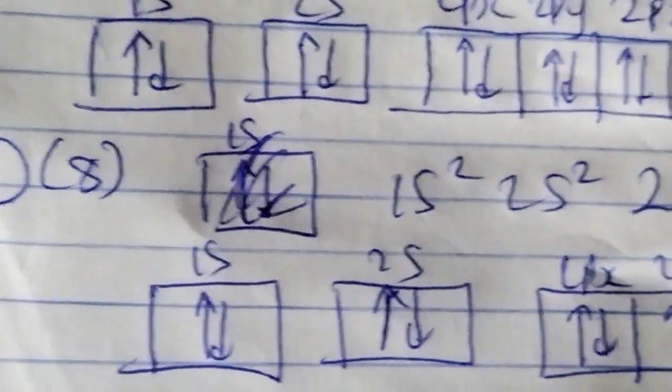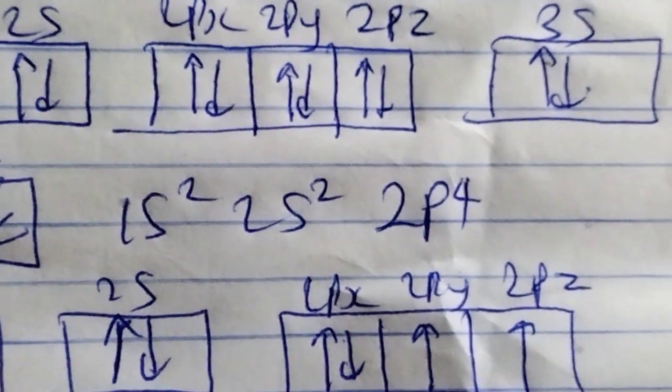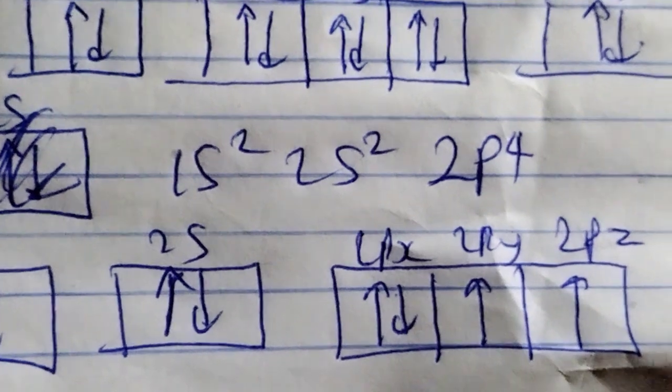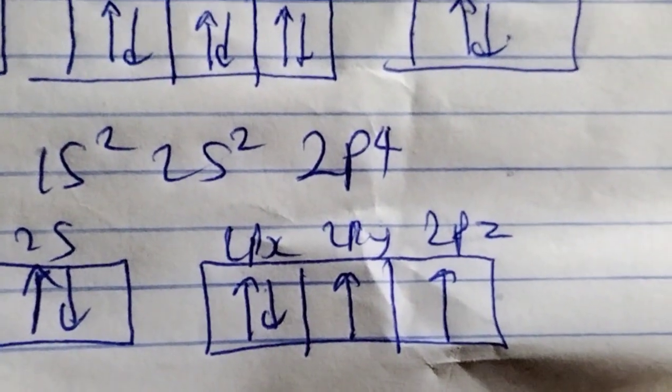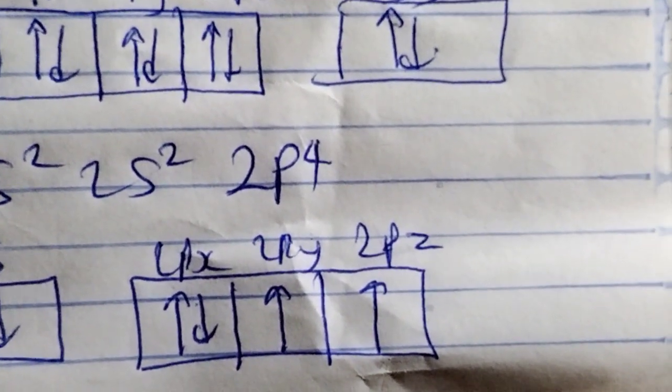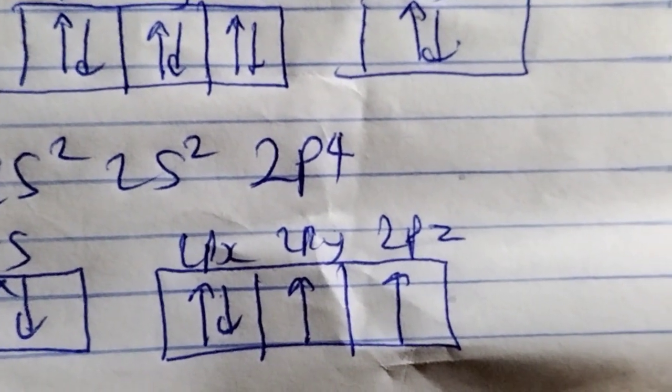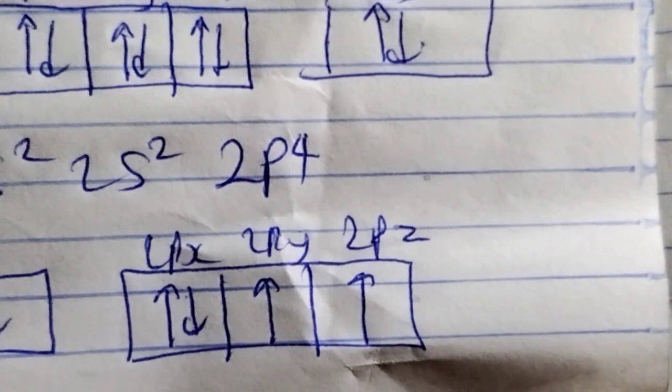Go to oxygen, number 8. The EC is 1s2, 2s2, 2p4. 1s, 2 electrons in opposite directions, 2s, 2 electrons in opposite directions, then 2p partitioned into 2px, py and pz. Only px has 2 electrons in opposite directions, while py and pz contain only 1 electron pointing upwards.